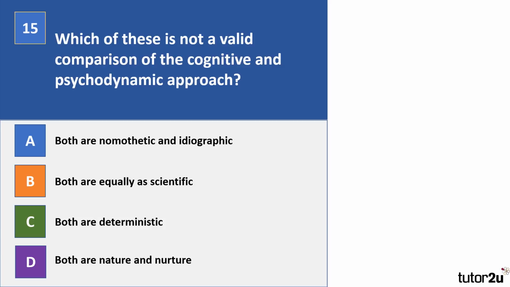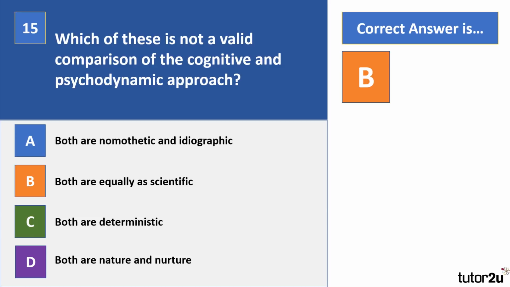Final question, another comparison. Which of these is not a valid comparison of the cognitive and psychodynamic approach? Have a look at those and pause the video. All right, your correct answer there is B. Both are equally scientific. They're not. So the biggest issue with the psychodynamic approach is this problem of falsifiability.